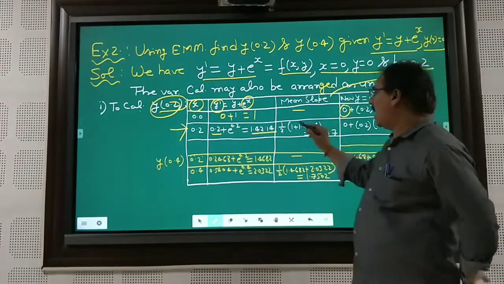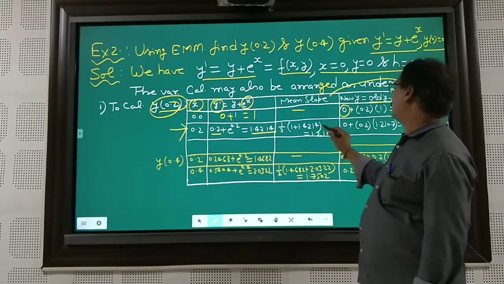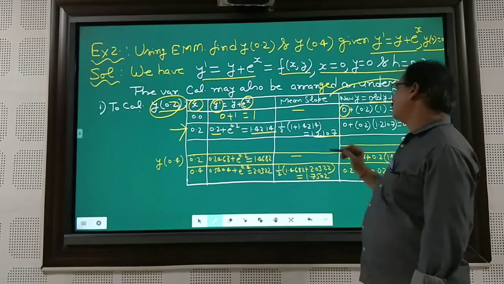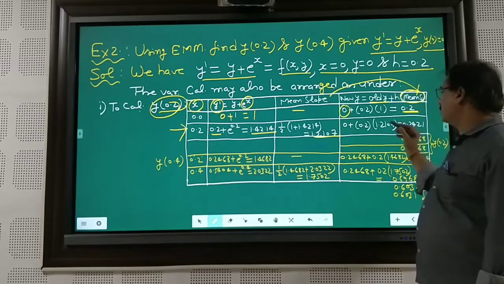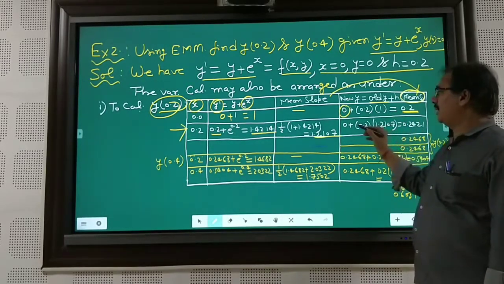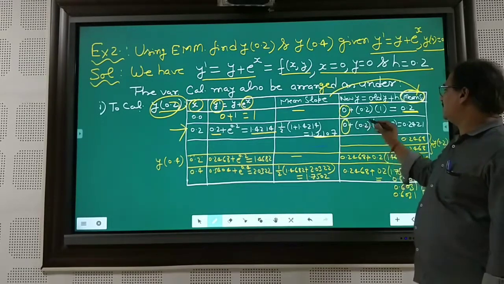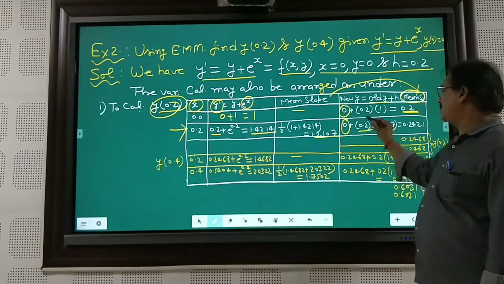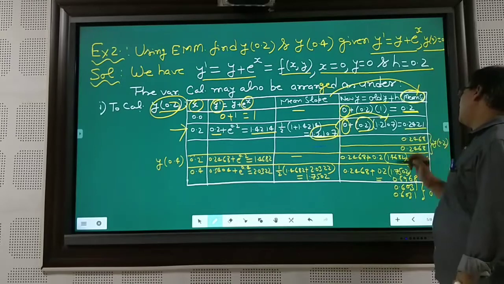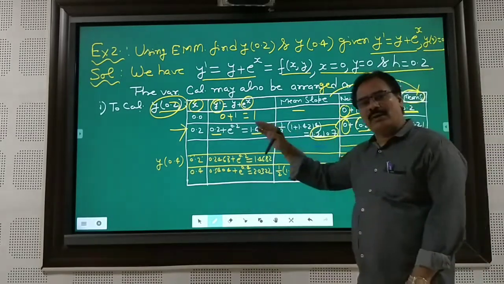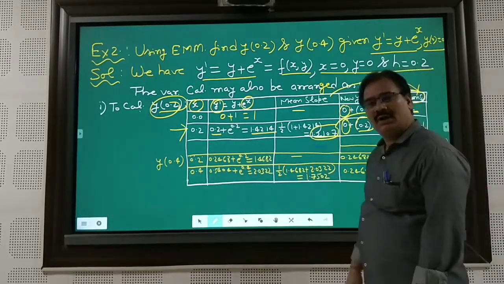Mean slope is half of 1 plus 1.4214. So the mean slope you will get 1.2107. The new y, how you will get? So again you look at the old y. Old y it was 0, plus this step size, that is 0.2, times the mean slope you can write here. Then you will get 0.2421. So this step only will be repeated always till the desired level of accuracy.